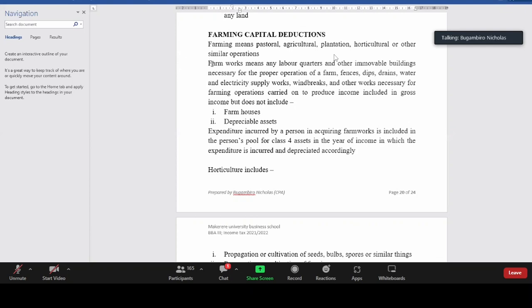Another keyword that we need to know while reading this section: farm works means any labor quarters and other movable buildings. Quarters are like where these people stay, those who work on the farm.